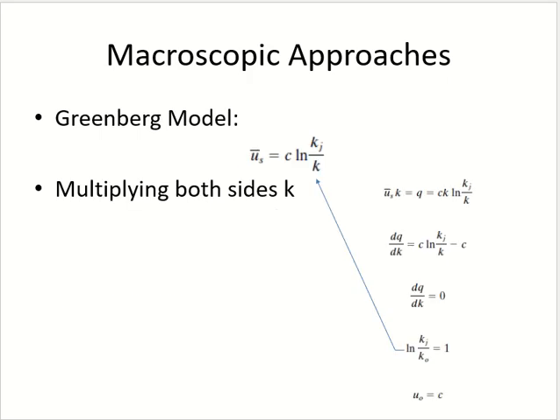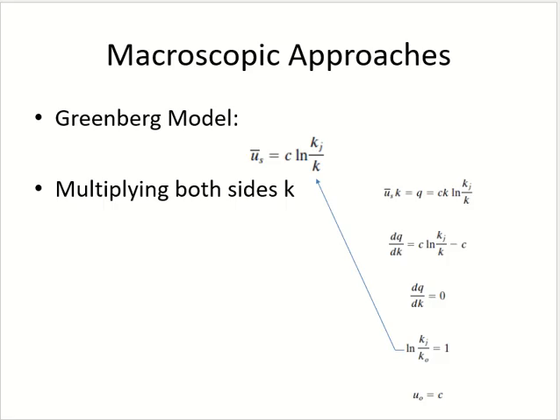So another model which is applied to macroscopic flow, we are still talking about macroscopic, is called the Greenberg model. On macroscopic there are two models: the previous one, Greenshield, where all the equations were for Greenshield, and this one which is for Greenberg. You can see Greenberg is more problematic because it's not linear. There's a natural log here.